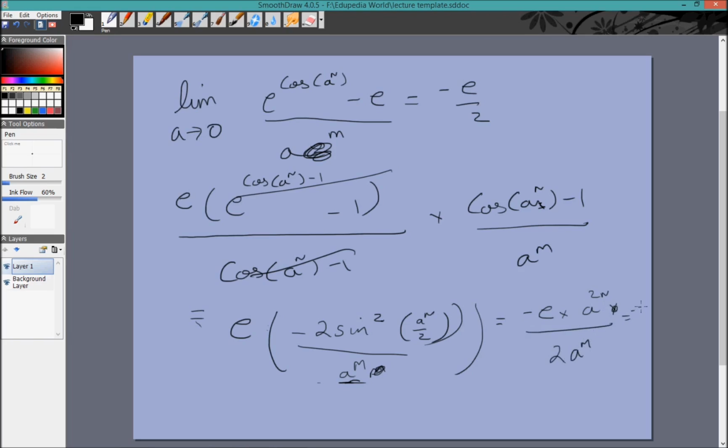This is given to us to be -e/2. That means a^(2n-m) = 1, that means 2n - m = 0, that means 2n = m. That means m/n = 2. So that is my final answer: m/n equals 2.